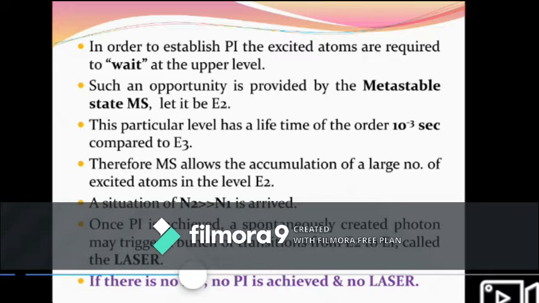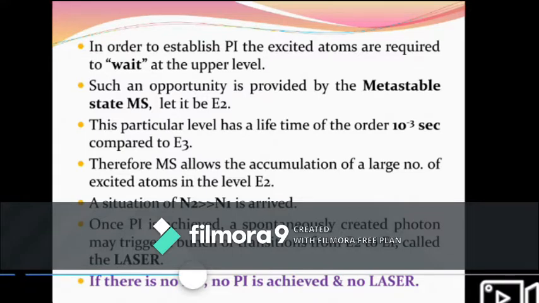Okay. So the condition to get a laser is the requirement of population inversion, that is, the achievement of population inversion. This population inversion is achieved only in the state called the metastable state. This metastable state has a lifetime of 10 to the power minus 3 seconds. Therefore, the atoms coming from the higher states will start accumulating at this metastable state.